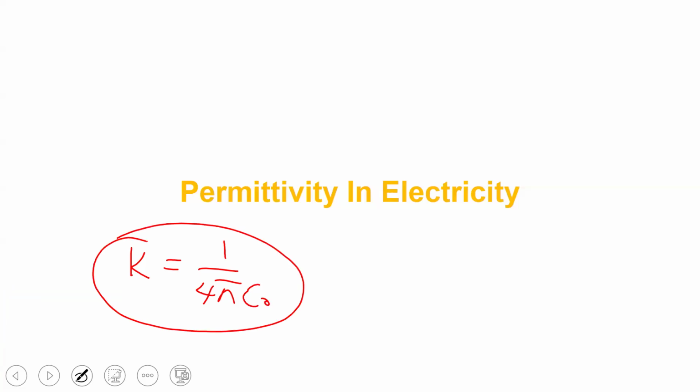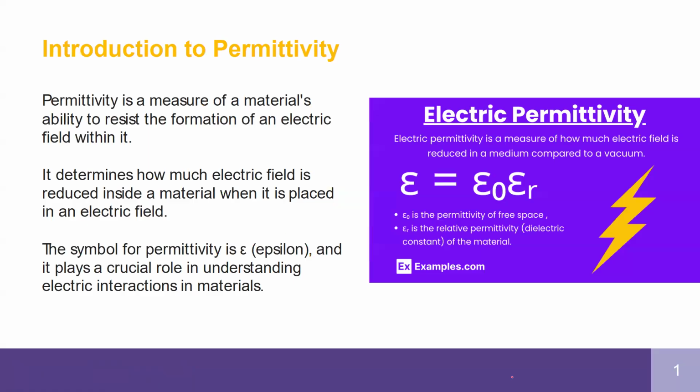In this concept today, we're going to look at the concept of the permittivity of free space, or permittivity in general. So now, what is permittivity? Permittivity is a measure of a material's ability to resist the formation of an electric field within it. So we can have different materials, and different materials have different permittivity. And this permittivity is the measure of how much a material can resist the formation of an electric field within it. What is an electric field? An electric field is a region where an electrical force is experienced.